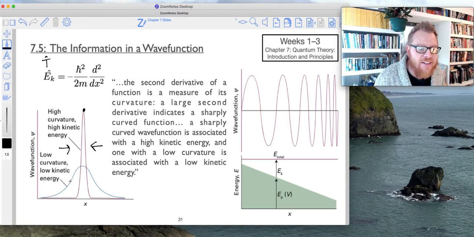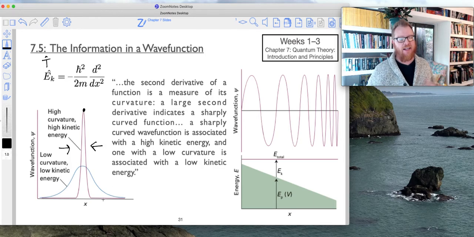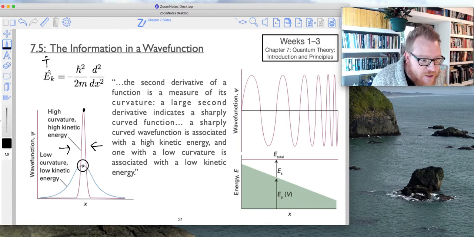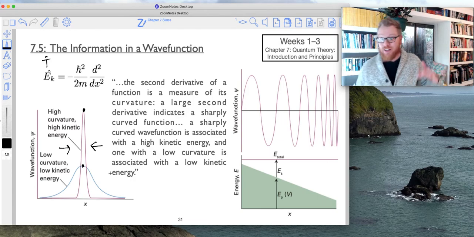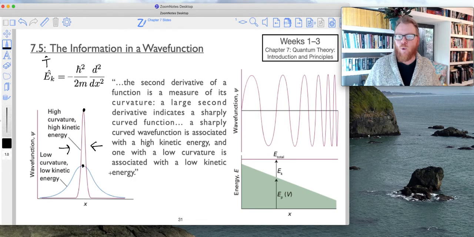And then if we had this less steep function right here, we can see there's lower curvature, lower kinetic energy than in this case. But all the same, we can still see that point there, owing to a zero slope, will have physical significance in wave-particle duality.